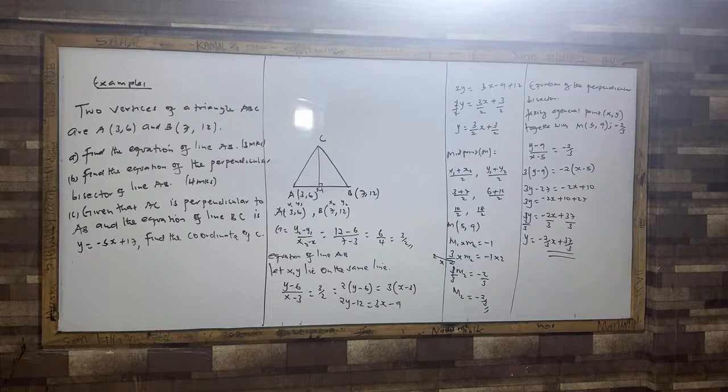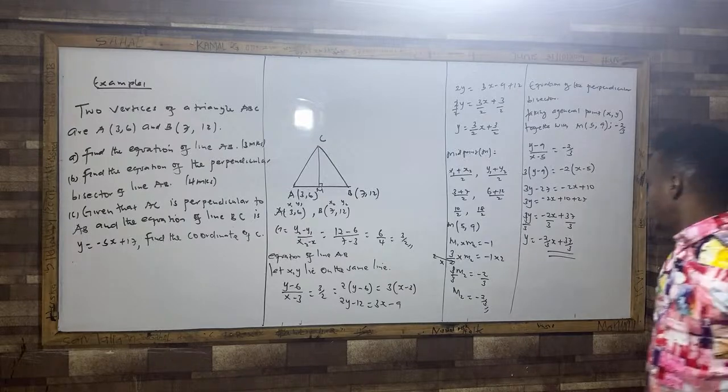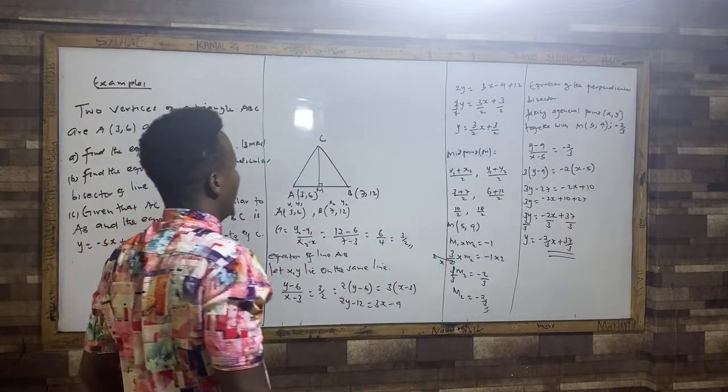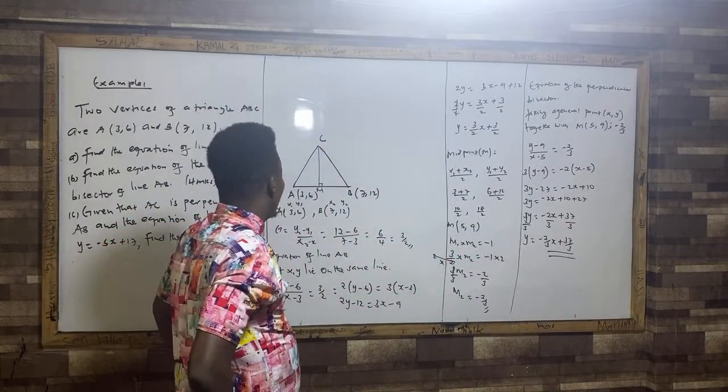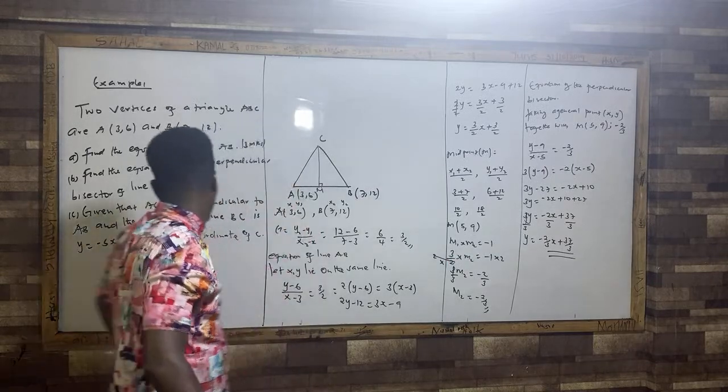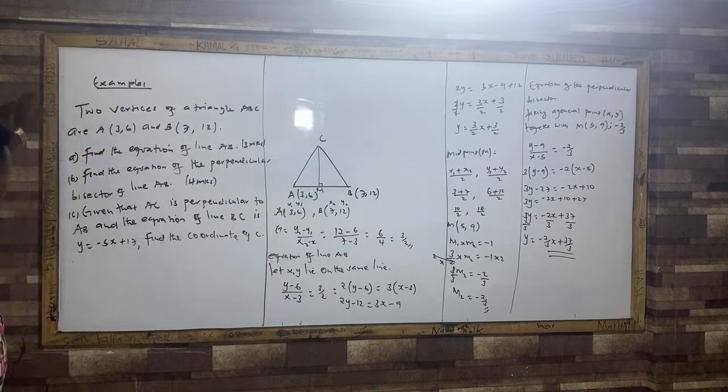So what are we going to do? We are going to solve simultaneously, if I'm not wrong. Remember, we have two equations here. But when you look at this, you are told that AC is perpendicular to AB, and the equation of line BC is that one.